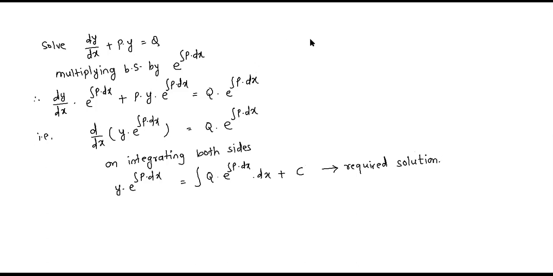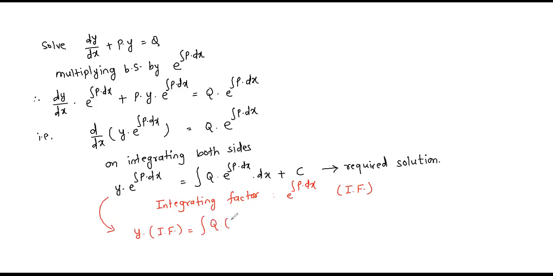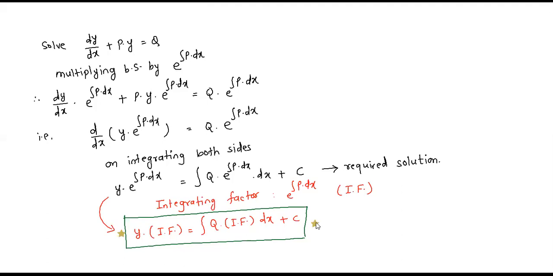Now, I am calling e to the power integration of p dx the integrating factor, which is also abbreviated as IF. So I can write this equation as y into the integrating factor, which is equal to integration of q into the integrating factor into dx plus c. So this is how you have to remember the solution. Is it clear to everyone? Y into integrating factor is equal to integration of q into integrating factor into dx plus c. This is the solution.